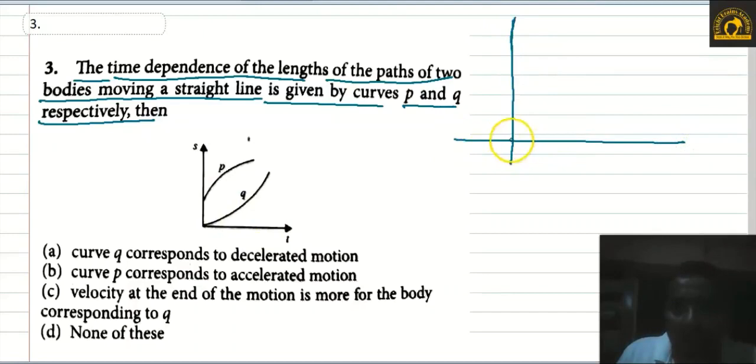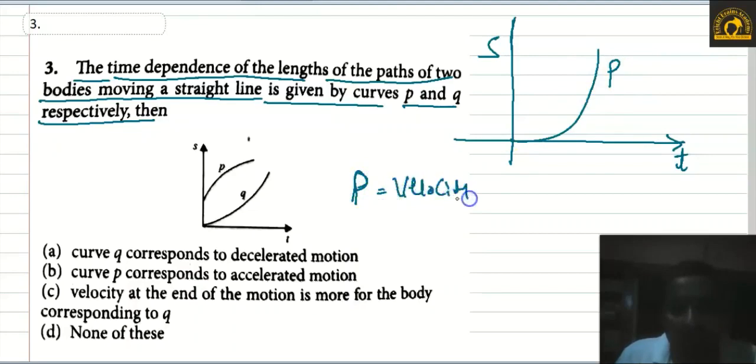So that is a P curve. The P curve is like that. So what does that mean P is? This is S and this is T. So what is P? P is acceleration. The velocity of P increases, then acceleration increases. This is a graph like that.